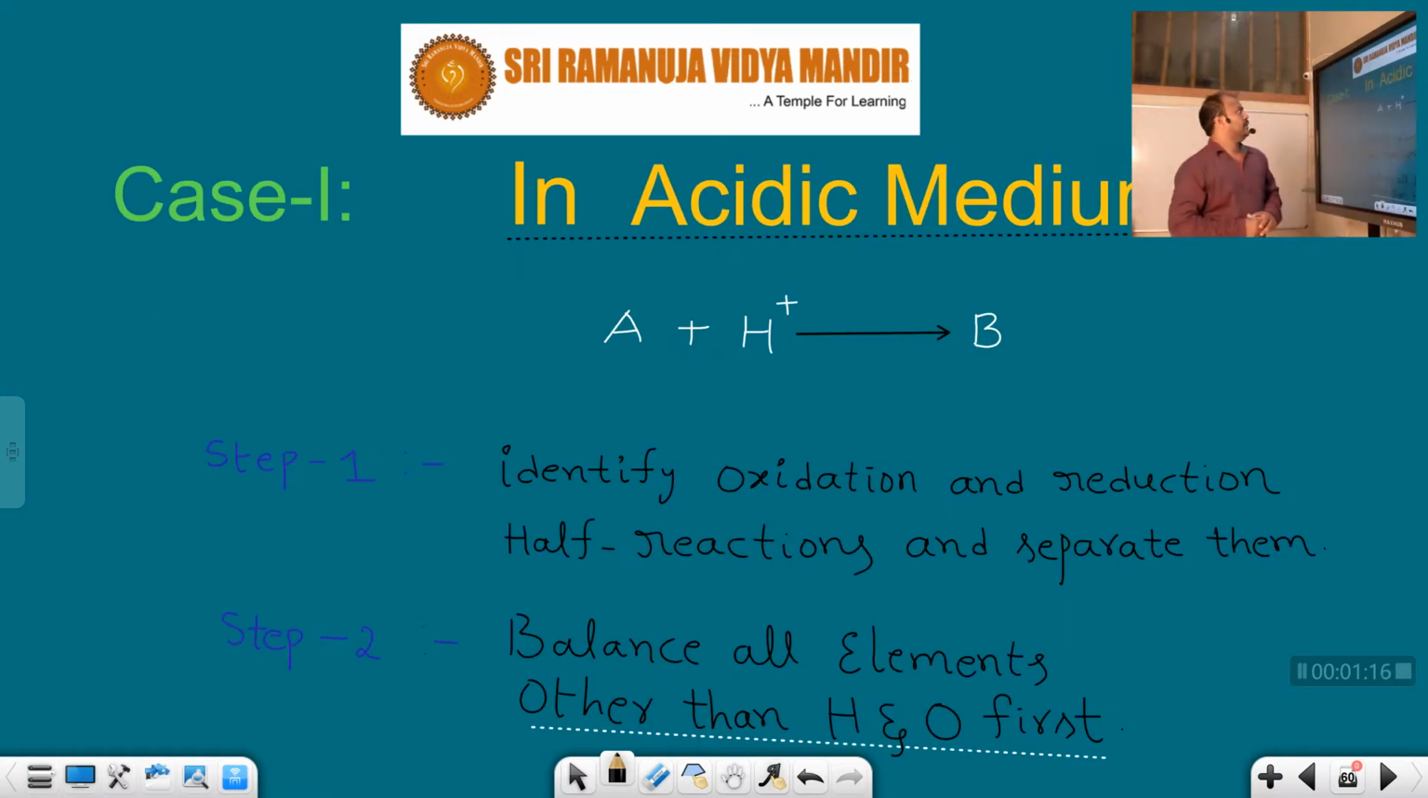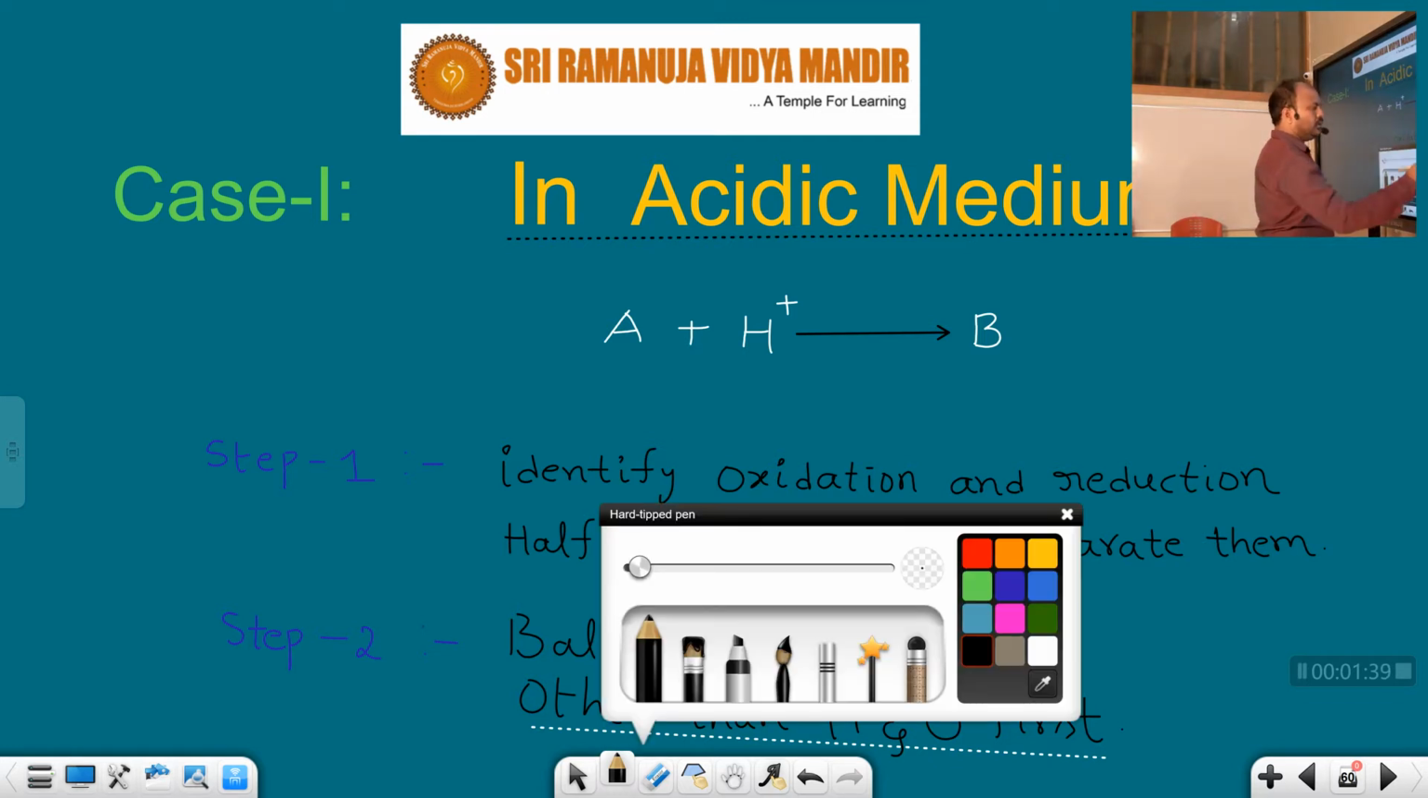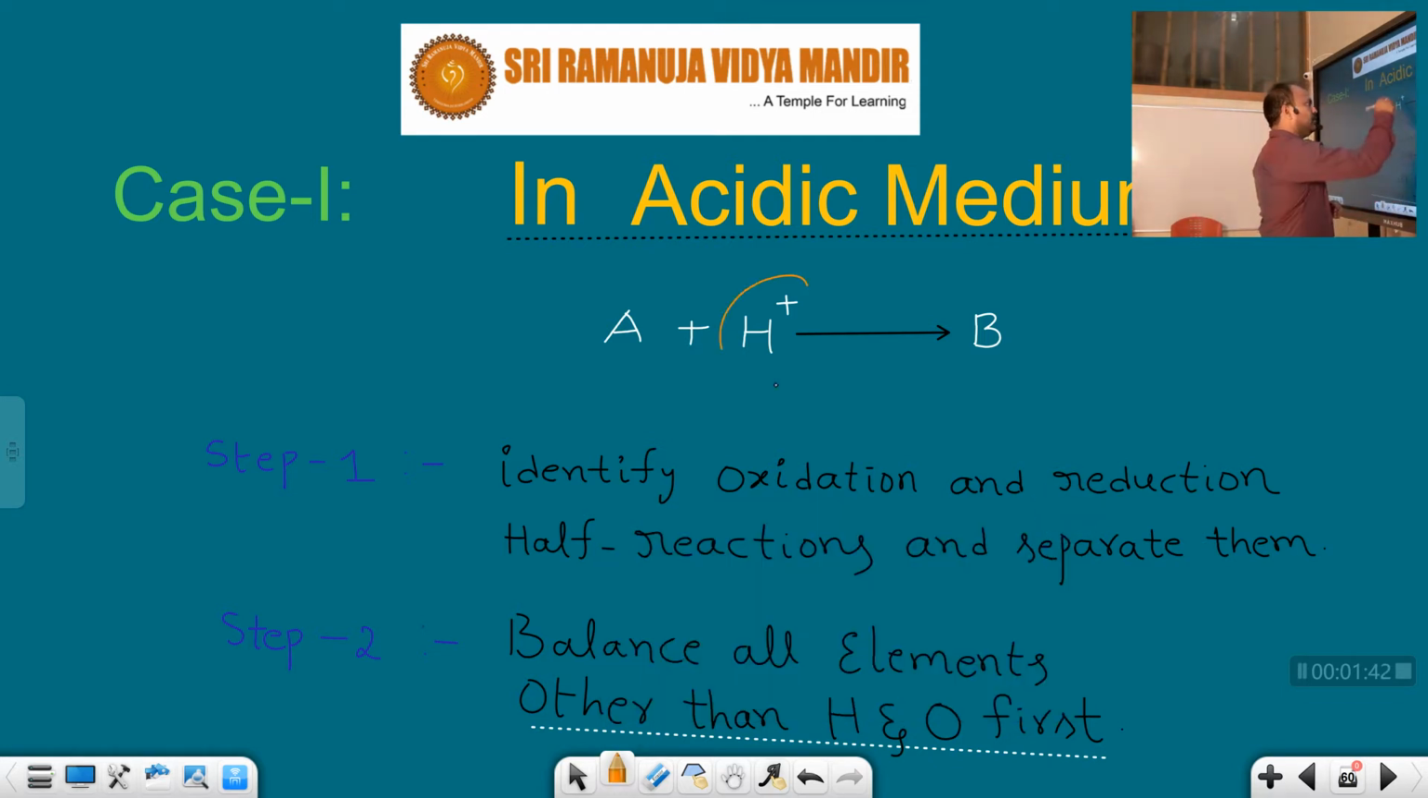Generally, in case 1, in acidic medium, how do we balance the redox reaction? That is the first case. In the second case, how do we balance the redox reaction in basic medium? In the first case, you should observe that in acidic medium, acid means what? When a compound dissolves in water to release H+. H+ means protons. So the reaction that takes place in the presence of protons, or H+, is called acidic medium.